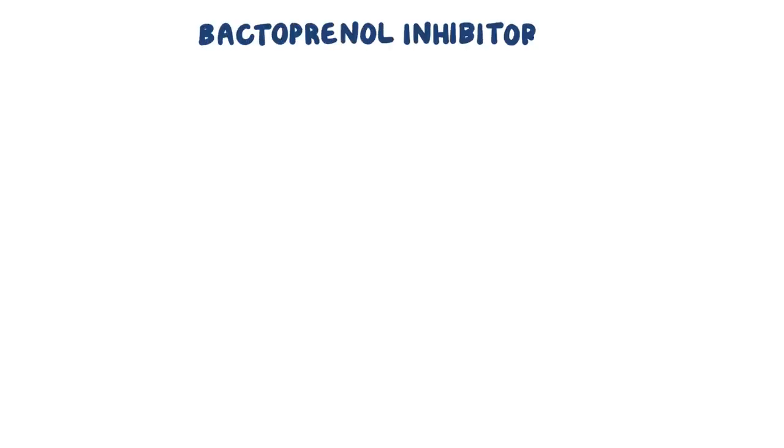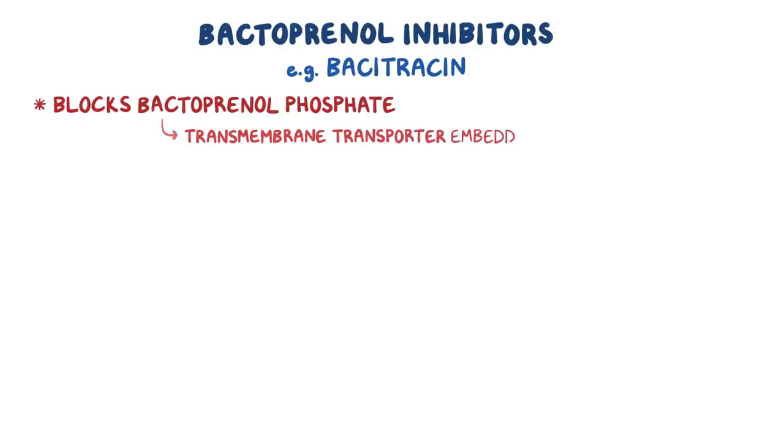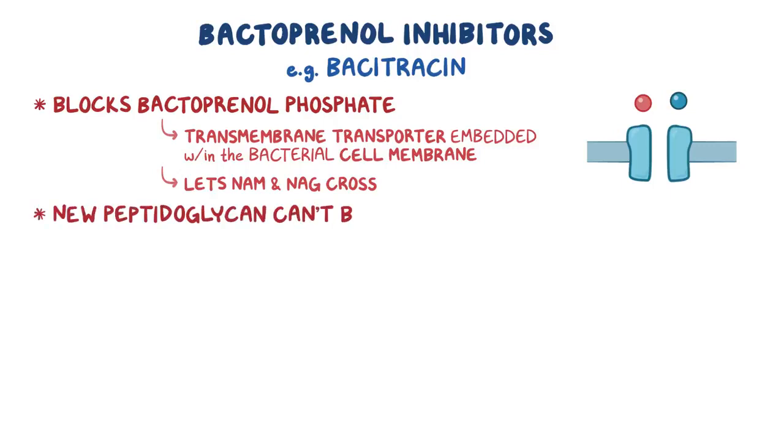Our first class of medication is the bactoprenol inhibitors, like bacitracin. It works by blocking bactoprenol phosphate, which is the transmembrane transporter embedded within the bacterial cell membrane. It lets NAM and NAG molecules cross from inside the cell membrane to the outside, where they're needed for the synthesis of peptidoglycan. Once the transport protein is inhibited, new peptidoglycan can no longer be made.